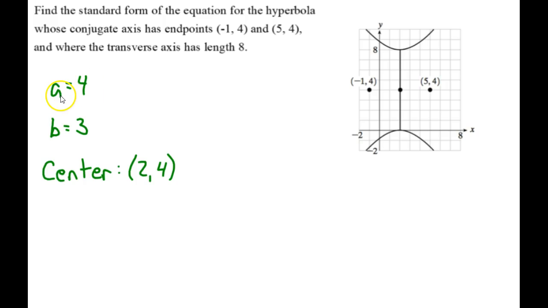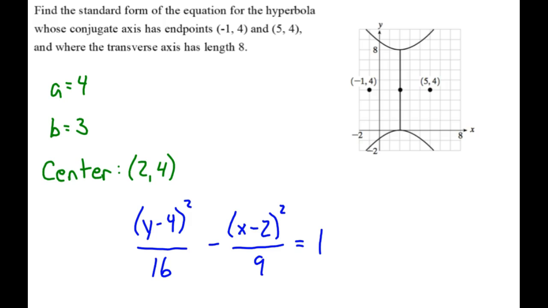So now we write down the information we know. a is 4, b is 3. Our center is at the ordered pair (2, 4). Now we have to determine, is our x term going to come first when we write the equation, or our y term? If we look, our transverse axis is lined up along the y-axis. So our y term is going to come first in our equation. Our value of a corresponds to our y variable.